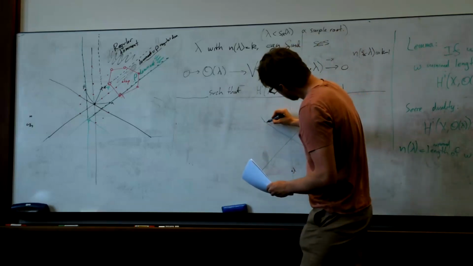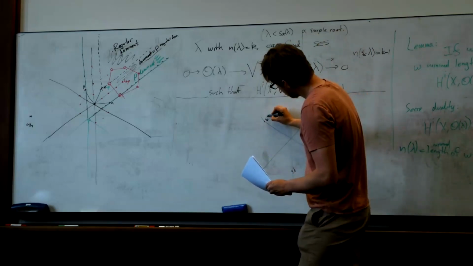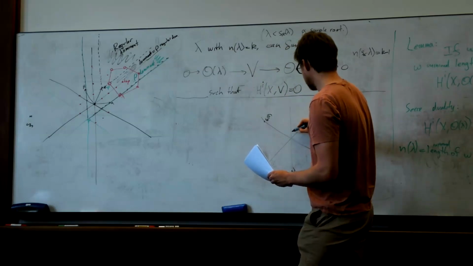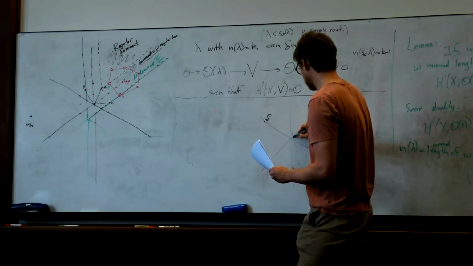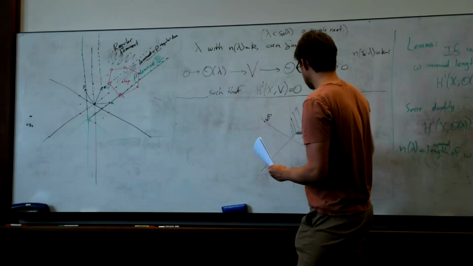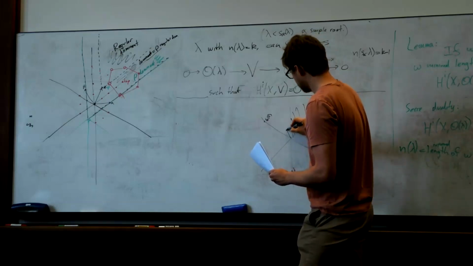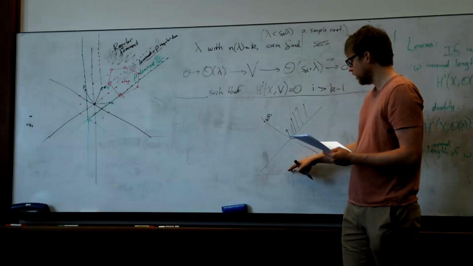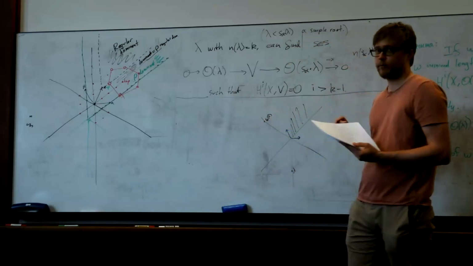So let's say we do it here, and let's say this is our dominant chamber. This is our dominant chamber. So these are our roots. Okay, so then we go here to here, and that would be minimal.